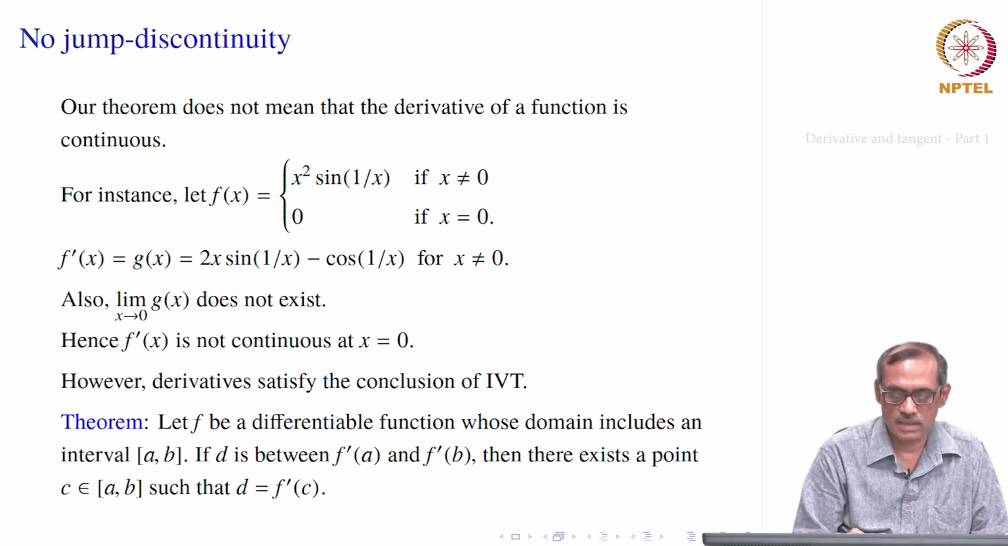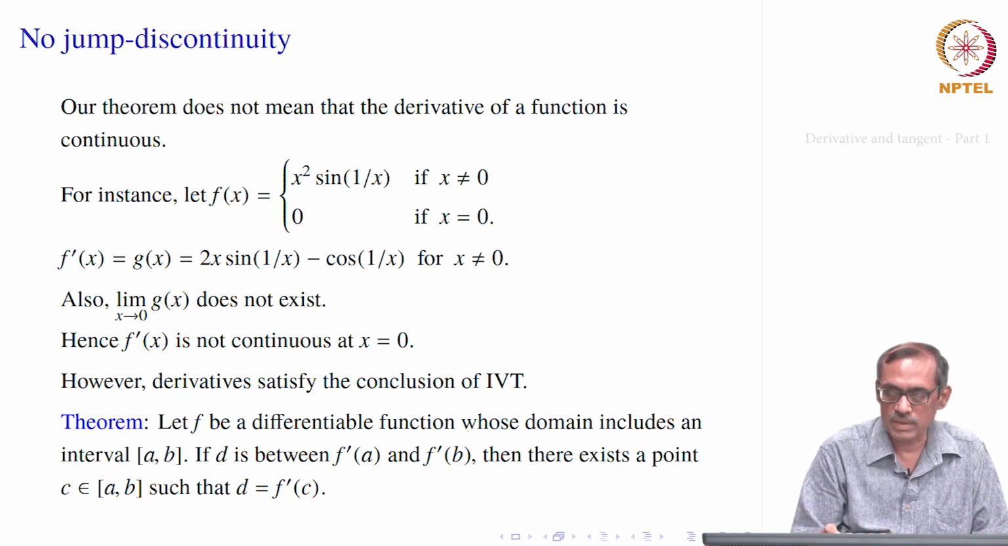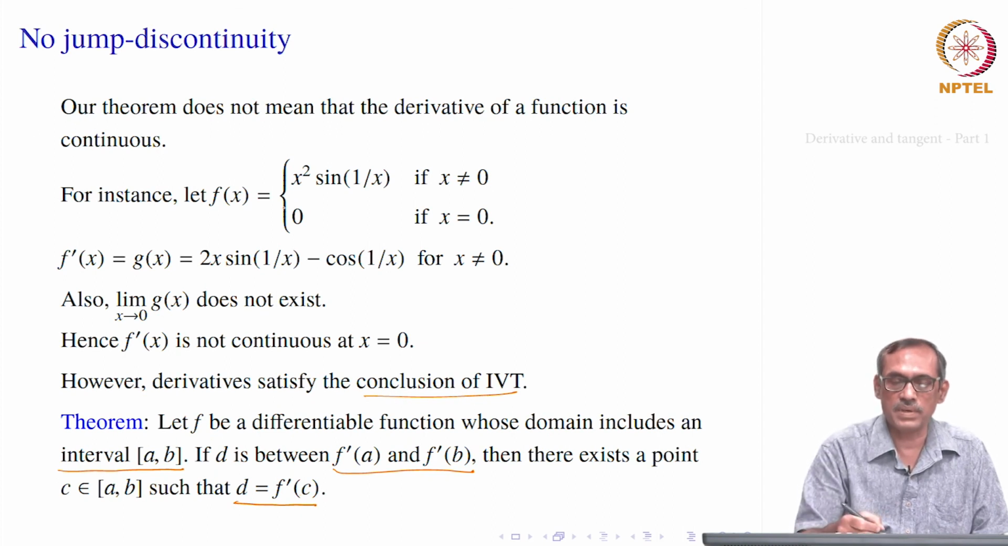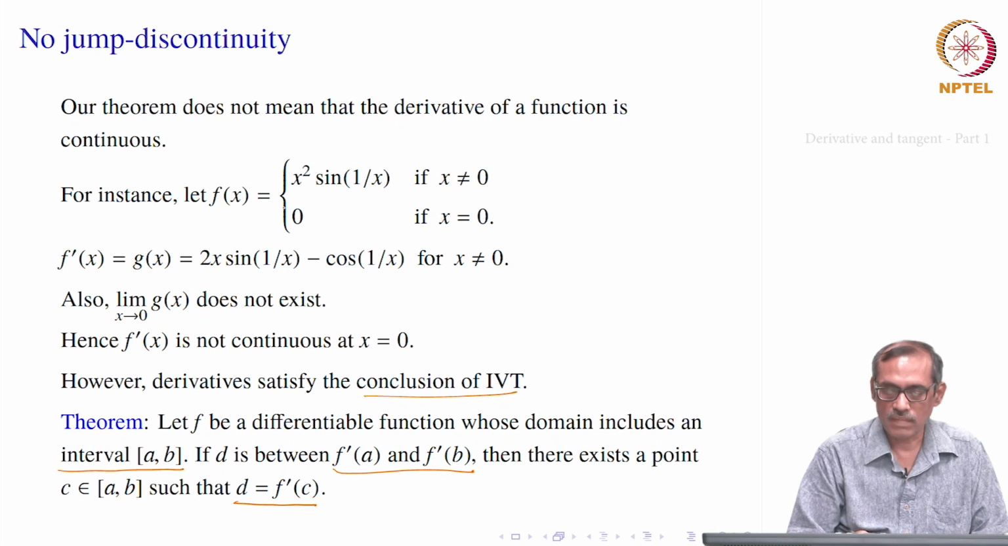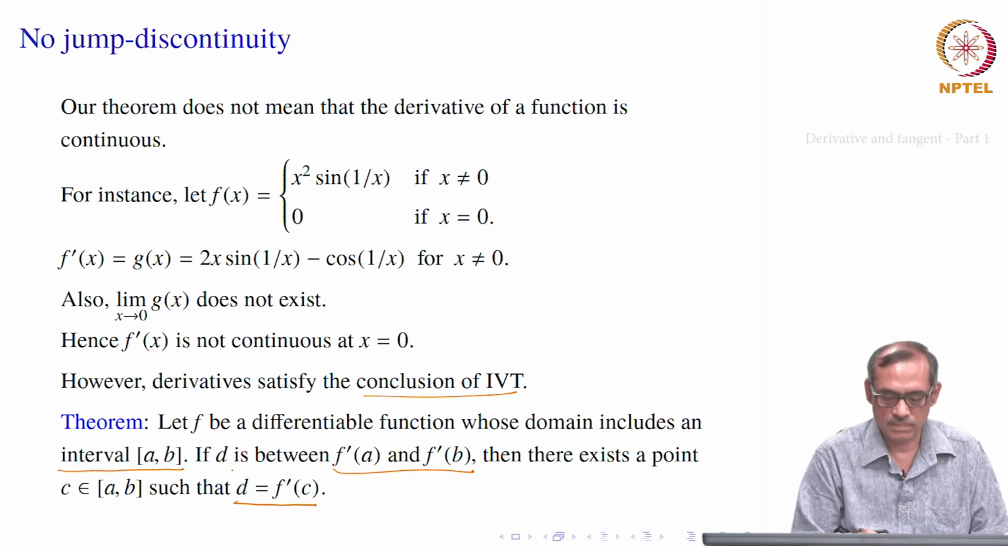We will not prove that theorem, it will again require our completeness property and so on, but we will state it. Let f be a differentiable function whose domain includes an interval. That is important here, because we want the conclusion of IVT to hold. If d is between f prime a and f prime b, then there exists a point c in a, b such that d is equal to f prime of c. This is a nice property of derivatives. Sometimes we will be using this, otherwise we say the derivative does not have jump discontinuity. That is what it means.